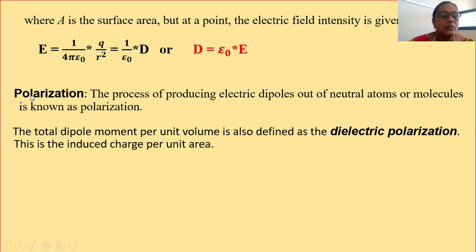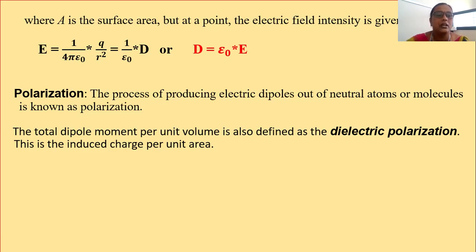Next, polarization. This is a very important phenomenon because we classify insulators as dielectrics on the basis of polarization. What is polarization? Polarization is the process of producing electric dipoles out of neutral atoms or molecules. So polarization means formation of dipoles. What is a dipole? Two equal and opposite charges separated by a small distance. Certain insulators exhibit this polarization, not all insulators. Certain insulators, when we apply a high electric field, exhibit this polarization. Those insulators are known as dielectrics.